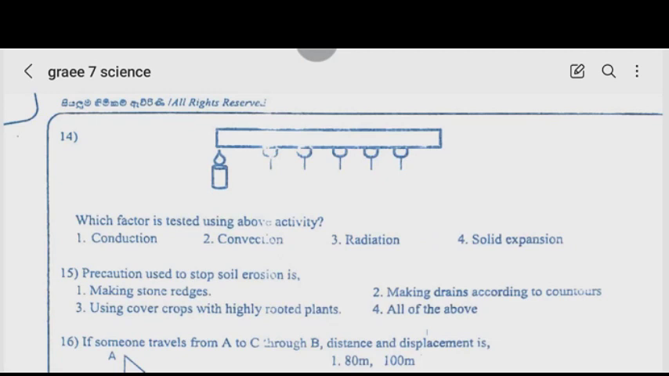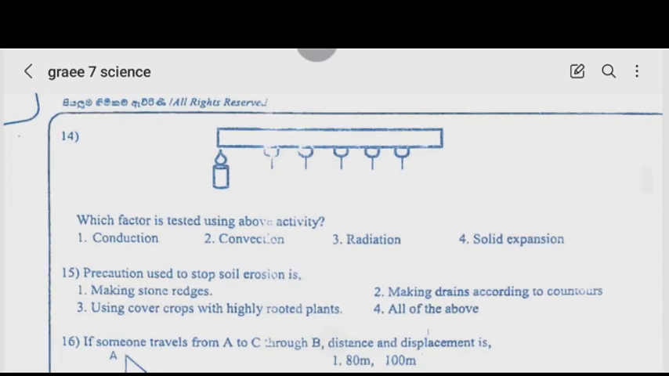Now you can conclude the heat you gave on one side will be delivered up to the end of the other side. Heat passes through the iron rod. So for this thing, we give a name. What is the name? Heat convection, heat radiation, solid expansion or conduction. What is the name, children? This is what we call heat conduction. Answer number 1 is the answer for the 14th question. Is it clear?